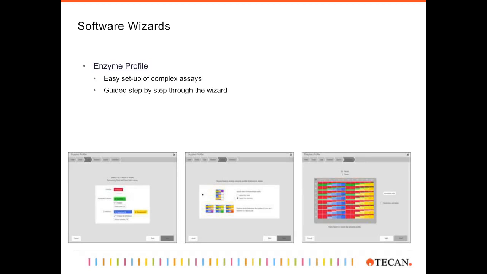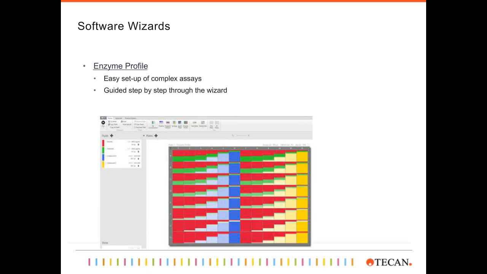So here, just as an enlargement, in red you can see the enzyme, in green the substrate, and in blue or yellow you can see the inhibitor, which is added in different concentrations to the enzyme profile experiment.